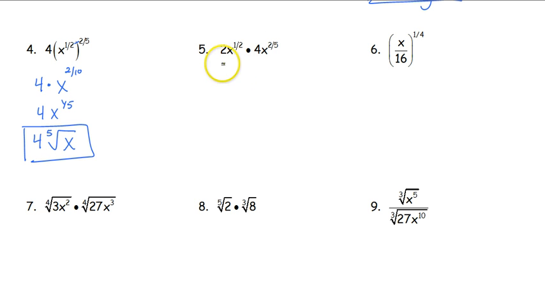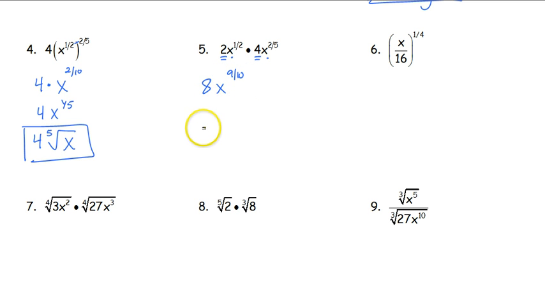Number 5, we are multiplying. We are multiplying a 4 times a 2, that's a coefficient, so you're going to do those like normal. 4 times 2 is 8. We are multiplying like bases of x's, which means we are going to add the exponents. 1/2 plus 2/5 is going to give us 9/10.